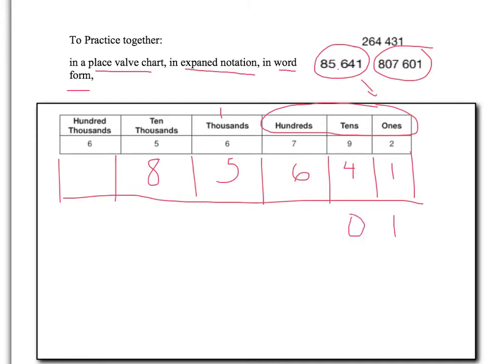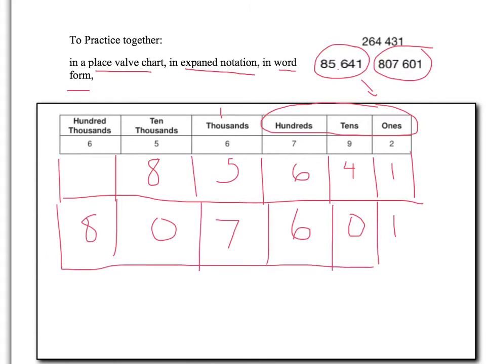They are placeholders so that the 6 can be in the hundreds place, the 7 can be in the thousands place, and the 8 can be in the 100,000s place. And I'll divide those with lines there. So that would be our place value chart format.